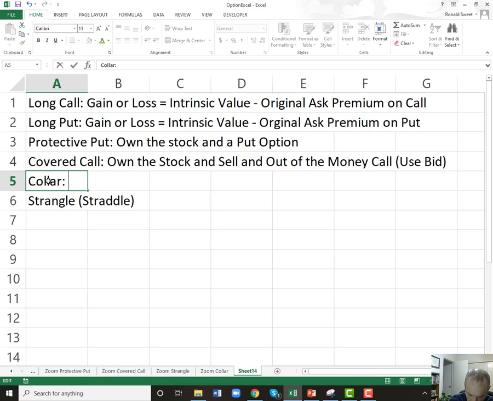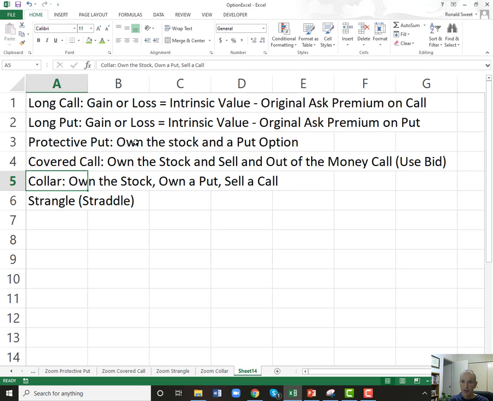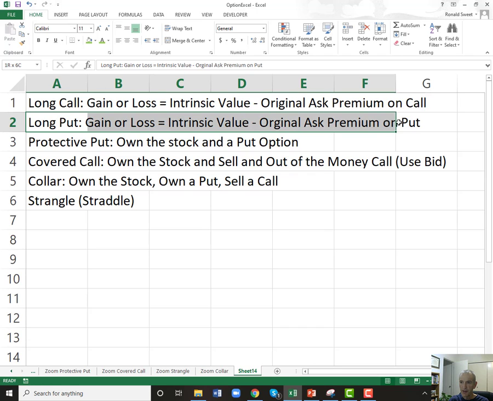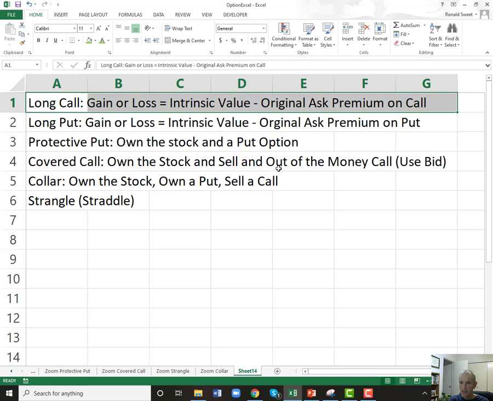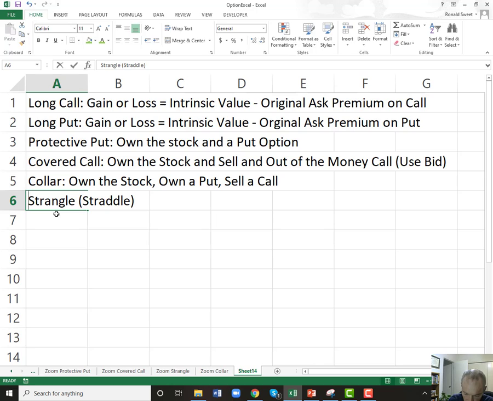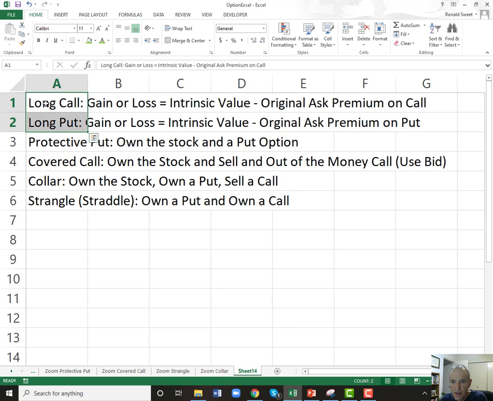On the collar, the most complicated one, you own the stock, you own a put, and you sell a call. So stock value, just like we did for the protected put and covered call, is whatever the price is at expiration minus the original price. The put, you do the same value here using the ask price. The call, you do the same formula here, but you use the bid price because you're selling it. And then on a straddle, you own a put and you own a call. And so you're using the ask price on both. You just add those two together by using this formula up here. So this is what you need to know for the exam.